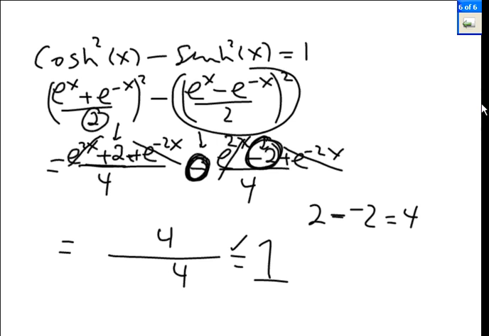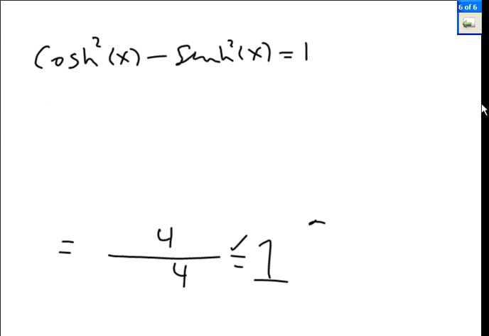So, if your teacher asks you to prove that identity, you take the definition of cosh and you square it. You take the definition of sinh and you square it. And you subtract them. And like magic, you get 1. So that's just a complicated way of writing 1.